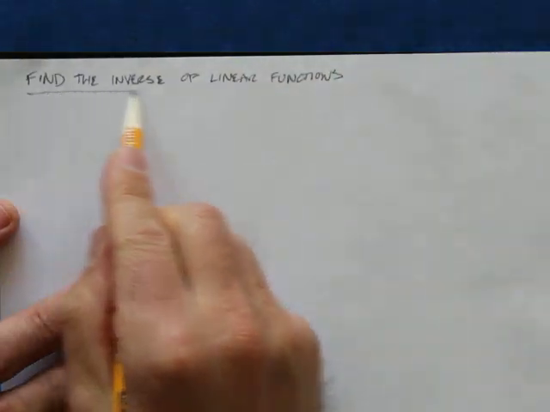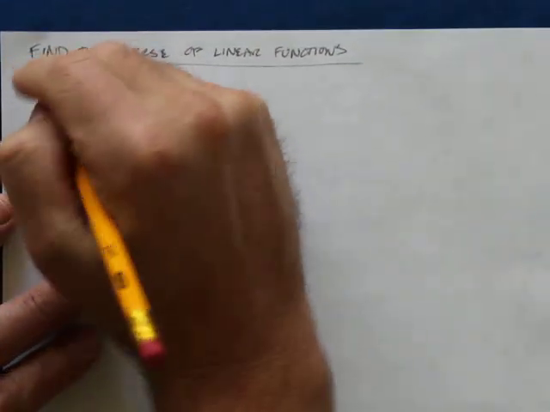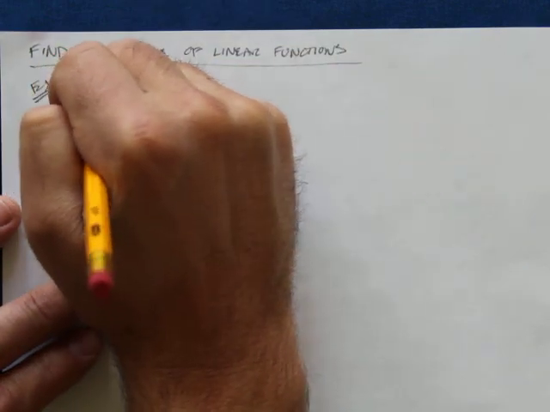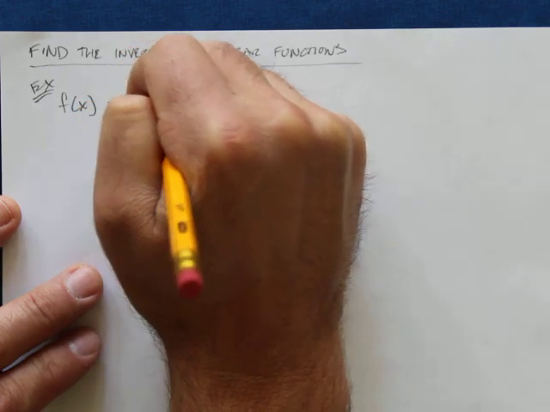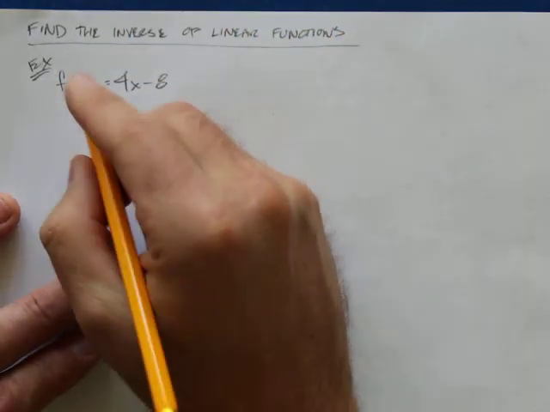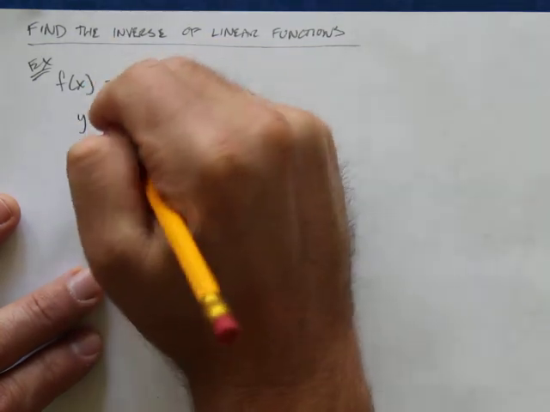Find the inverse of linear functions. So we're going to start with an example and we're going to show the steps next to it. f of x equals 4x minus 8. Then we're going to substitute y for f of x.